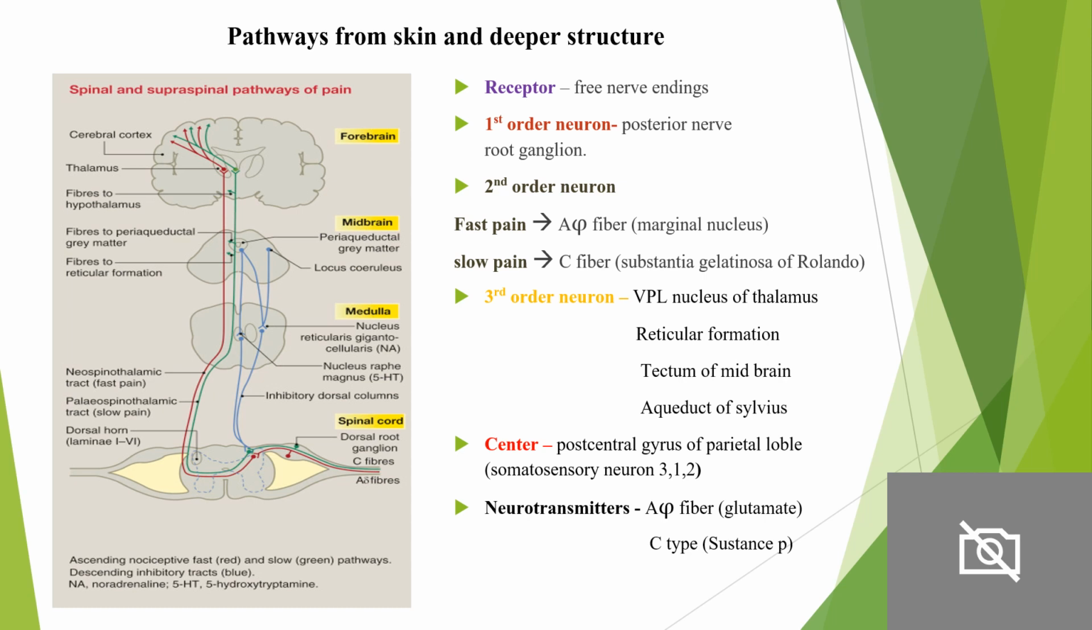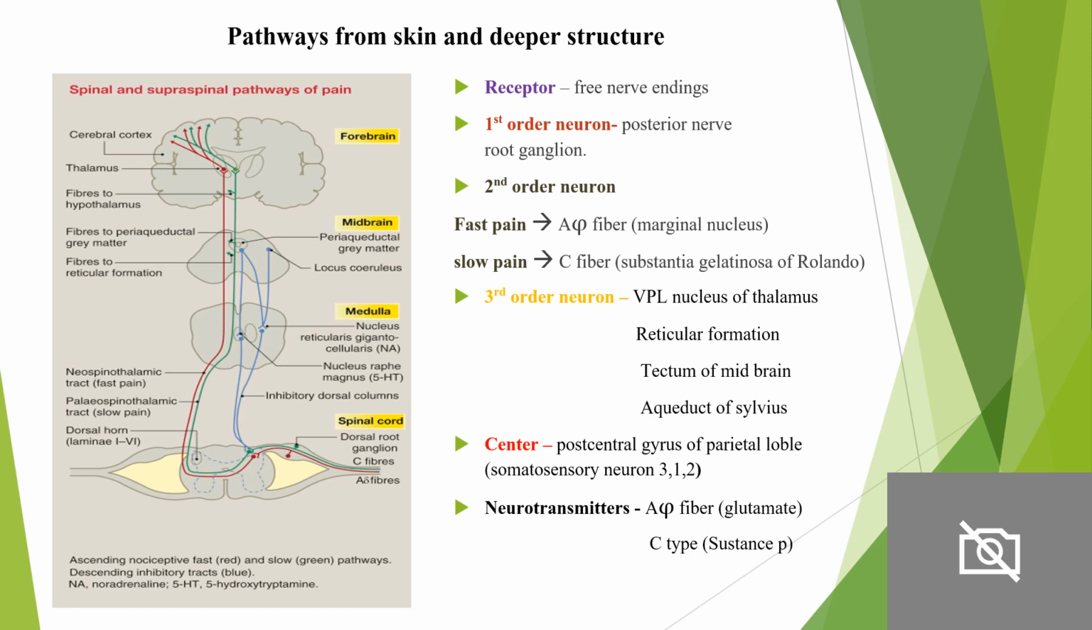Once it synapses, it crosses the midline and ascends like this. Both the fibers cross the midline and reach the lateral column. We studied the spinal cord structure: this is the anterior column, this is the lateral column, this is the posterior column. So it reaches the lateral column and then ascends up. That's why we call this the lateral spinothalamic tract.